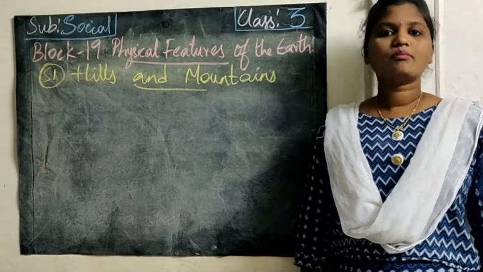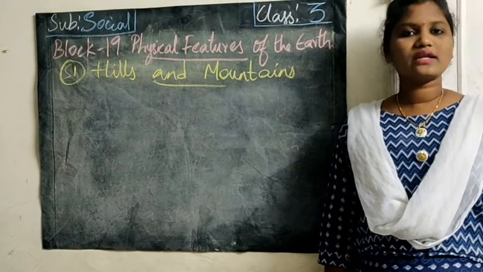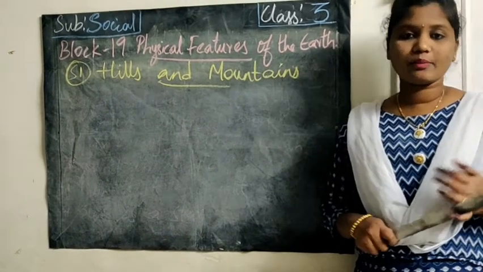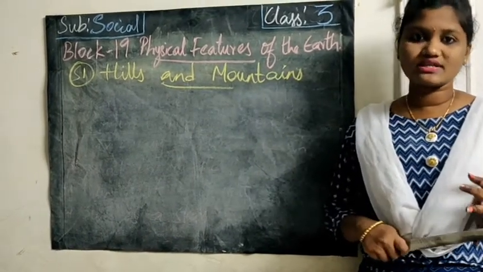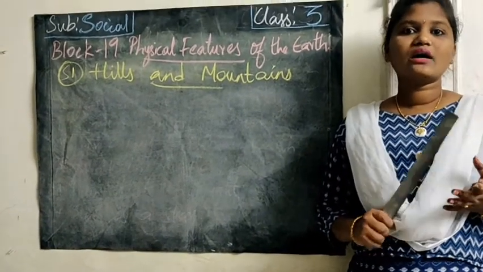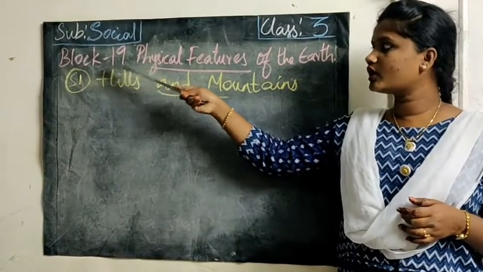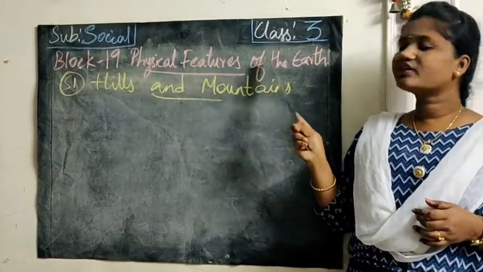In the previous class we finished block 18, Earth and its neighbors. We learned about the shape of the Earth, the sun, moon, and stars. Yes, these are about the Earth and its neighbors. Now in today's class we will start a new block 19, physical features of the Earth.